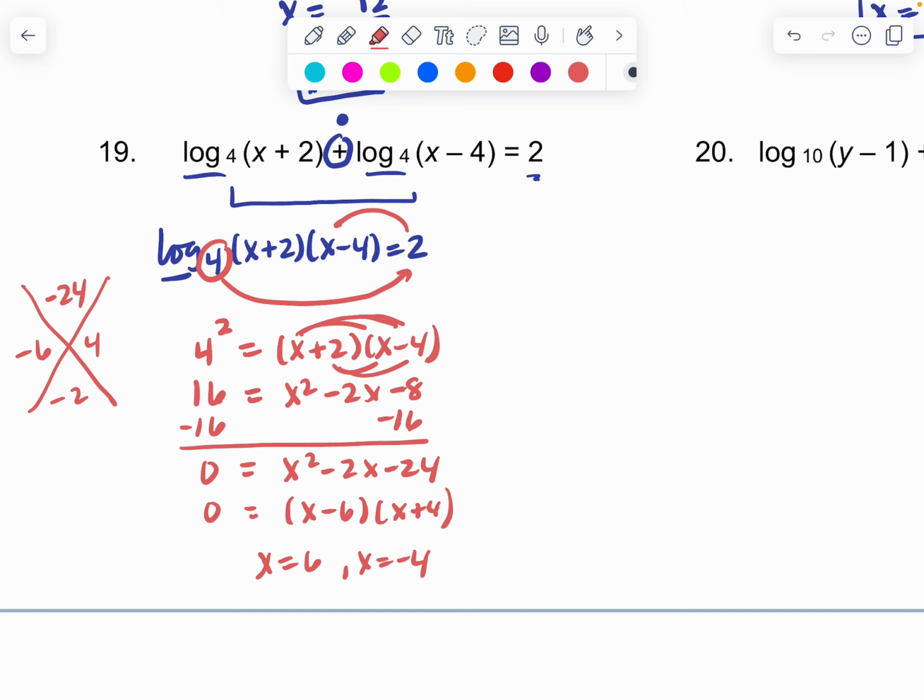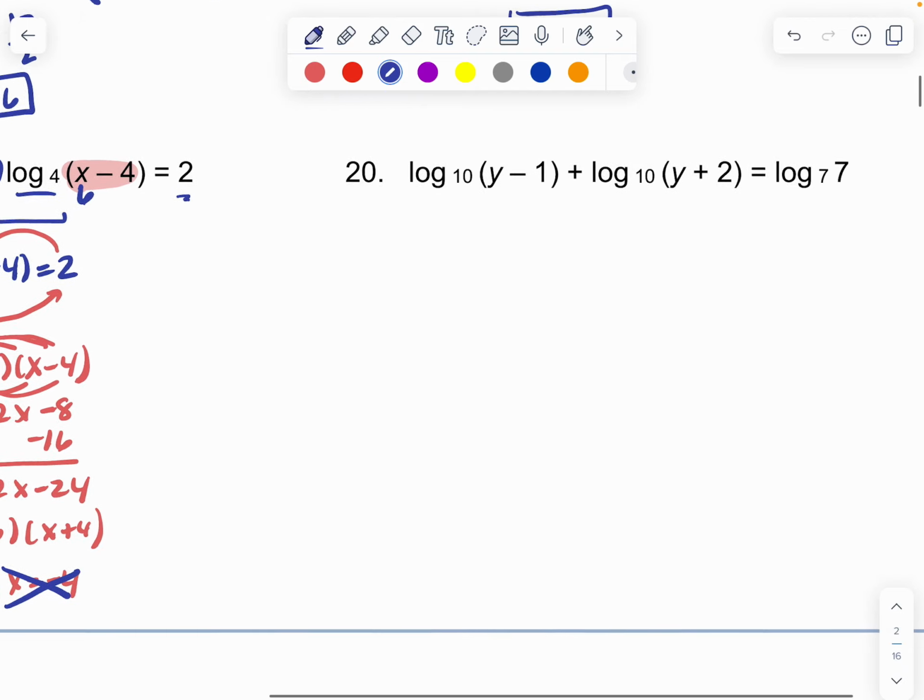Well, remember again, let's highlight this. I want this part and this part to be positive. Okay, so if I plug these values in, if I plug in 6, 6 plus 2 is positive, 6 minus 4 is positive, x equals 6 is a good answer. But if I plug in negative 4 plus 2 is negative. Automatically, that's not going to work, so you can cross that one off.